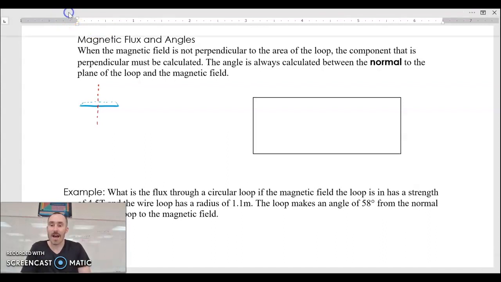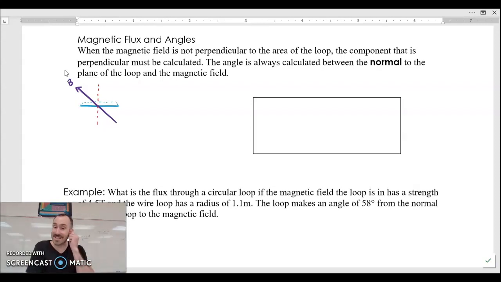So now let's say that we have a magnetic field, and I'm just going to draw a single vector for that magnetic field. I'm going to draw it better than that. There we go. There's our magnetic field, B. So you can tell that our field and the plane of the loop are not perpendicular to each other. If they were perpendicular to each other, the field vector and the normal line would be parallel. They'd be right alongside each other. That would tell us then we could use flux equals BA.